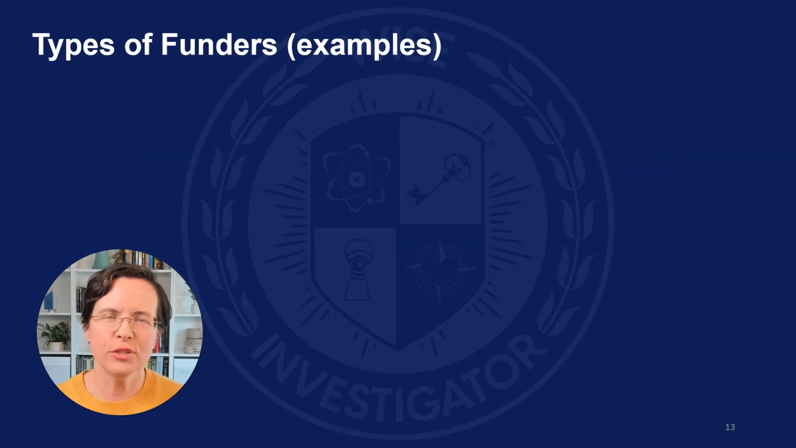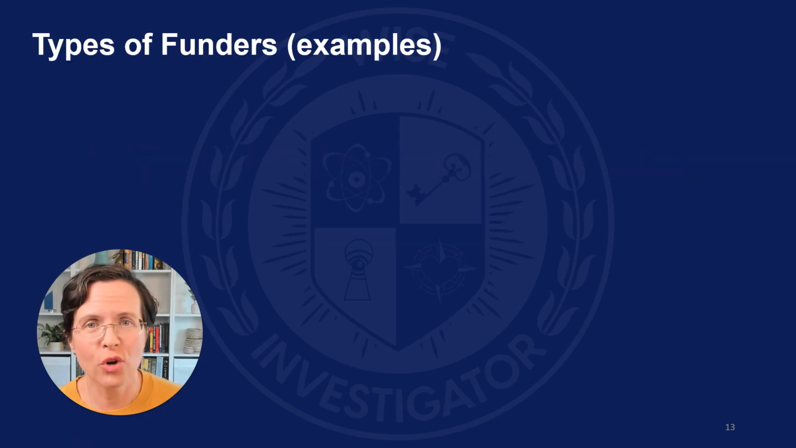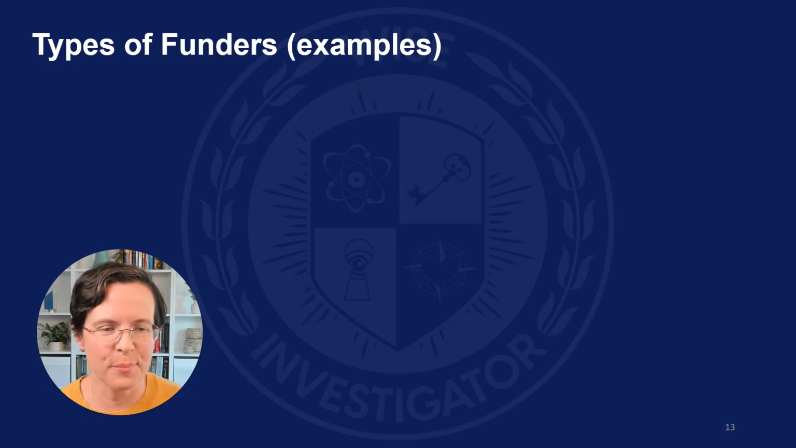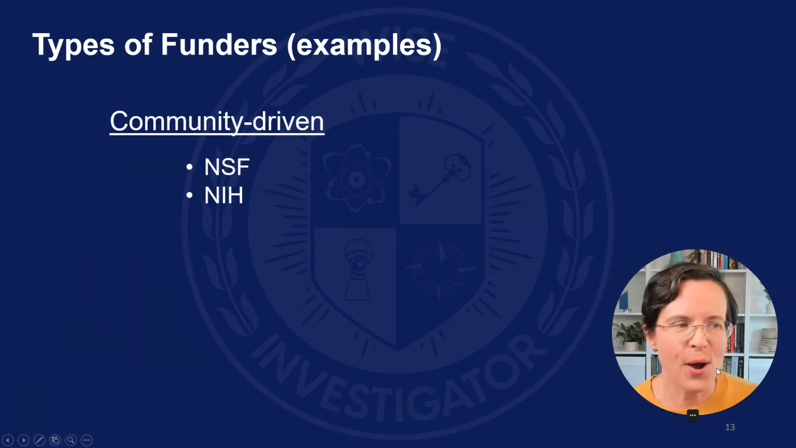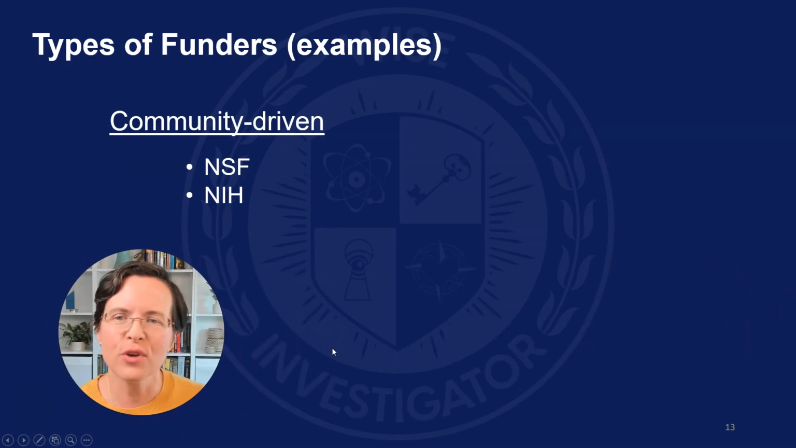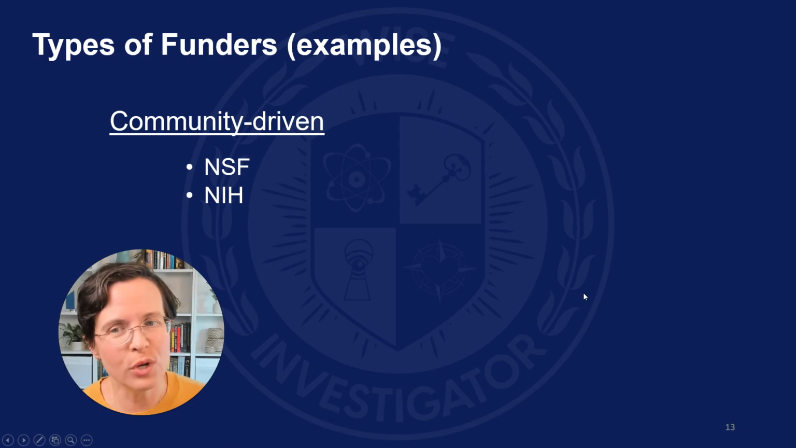All right, so let's start this out by considering different types of funders. I'm going to put them in two categories. And now these are examples here. We're not going to put all federal funders on a slide. We're not even going to try to do that. But let's just get into some examples here. Okay, so we could have community-driven organizations. And classic examples of this would be National Science Foundation and National Institutes of Health.